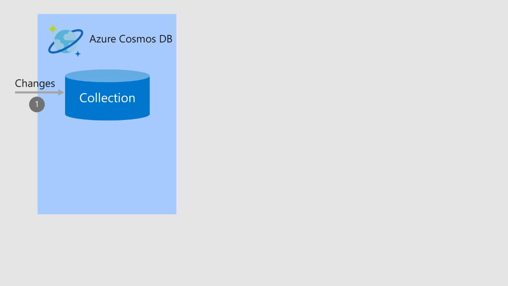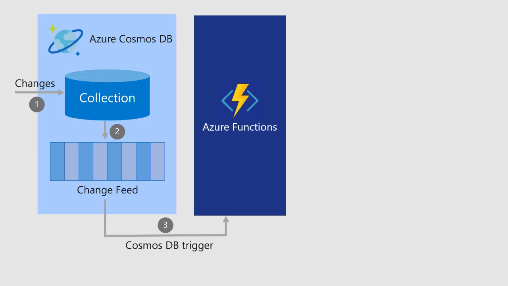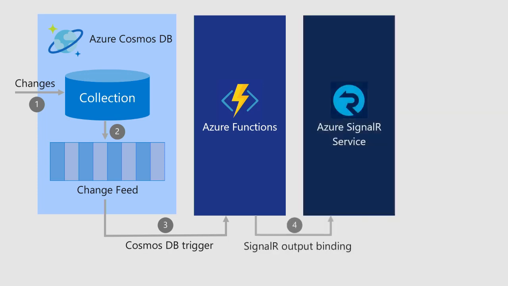So here's kind of like a real-world example. You can have a change in Cosmos DB, and Cosmos DB automatically writes that change to the change feed. Then you can set up a Cosmos DB trigger in Azure Functions to trigger a function when something is added to the change feed. And then you can do something with it or not.